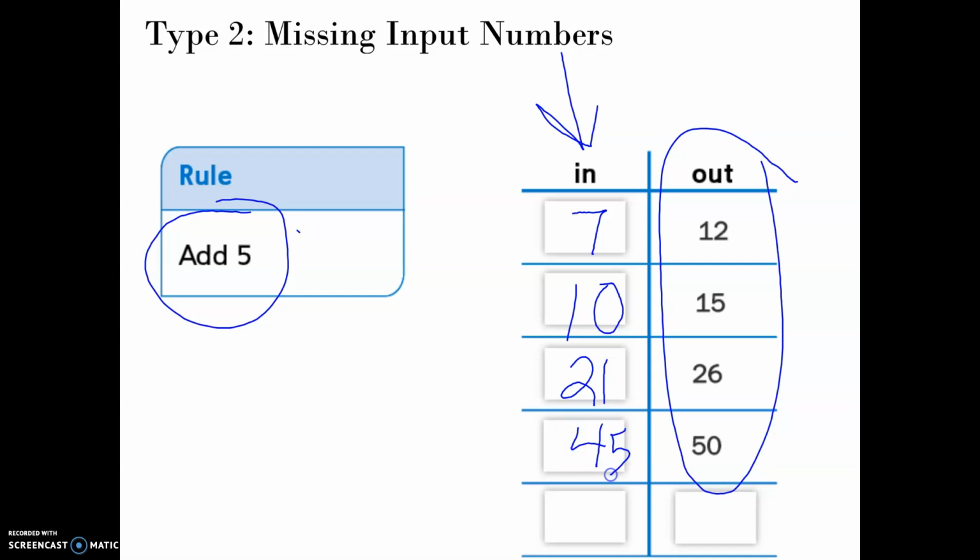Now before I go to make my own, I want to apply the rule now to the ins to make sure I have the right answer. Well, 7 plus 5 is 12. 10 plus 5 is 15. 21 plus 5 is 26. 45 plus 5 is 50. So I'm going to make my own, and I'm going to start with 35 in the out. I have to do the opposite. So instead of adding 5, I'm going to subtract 5, and the answer is going to be 30.